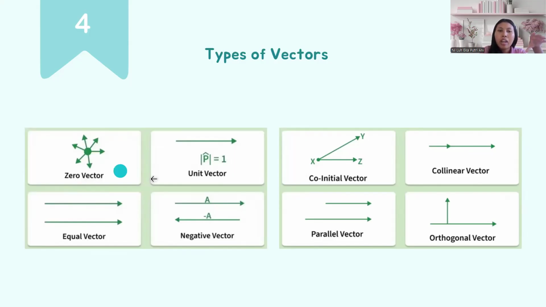Okay, next we have a unit vector: a vector with unit magnitude, given as vector c hat is equal to vector c divided by the magnitude of vector c.